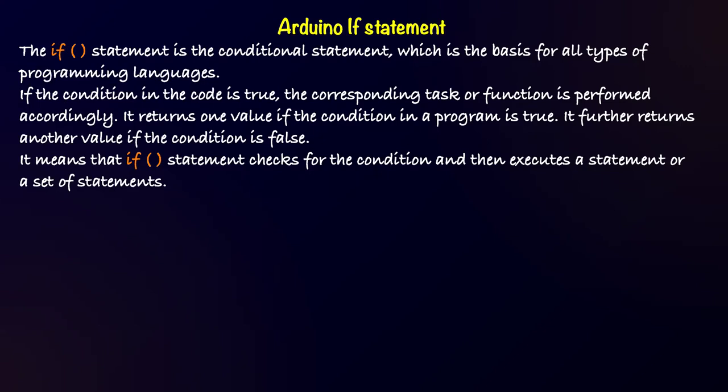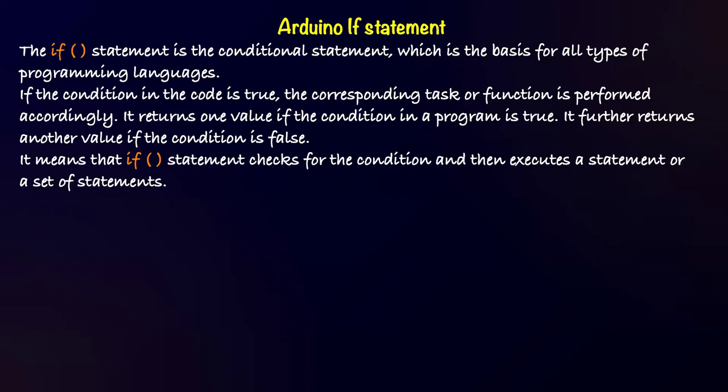So if the condition in the code is true, the corresponding task or function is performed. As I said, whenever you are trying to give a condition, for example, again I'll give you an example. Whenever a particular value is reached, the LED will blink, right? So in that statement, how will I command the processor? How will I command the computer to function like that? In these cases, an if else statement is required.